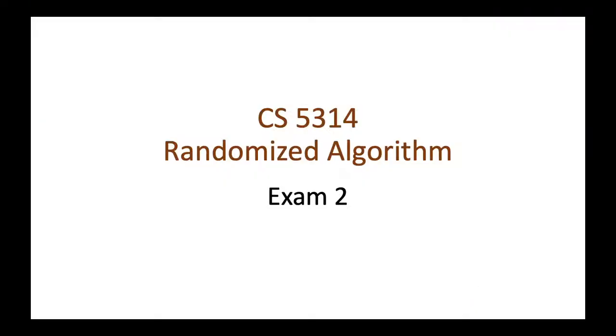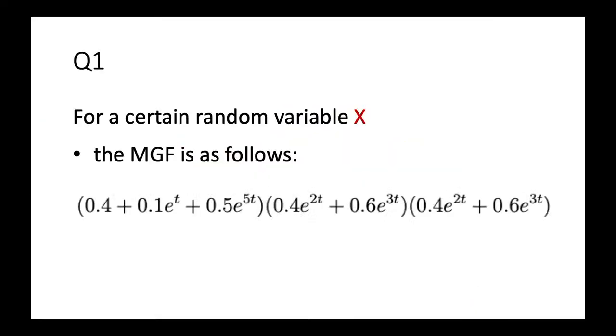So there are 5 questions here. The first question is, we are given a certain random variable x, and we know that the moment generating function, which is a function of t, for this random variable x, looks like the following. And our question asks us to find.